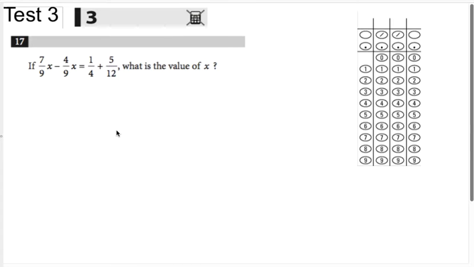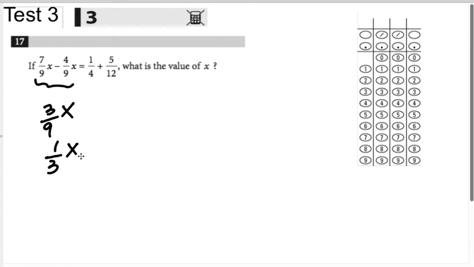Well, the easiest way to deal with this is to get a common denominator on both sides. This side already has a common denominator, right? In fact, specifically, this has not only a common denominator 9, but they're all x's. So you're going to get 3/9 x, right? Or honestly, you could write that as 1/3 x, right?